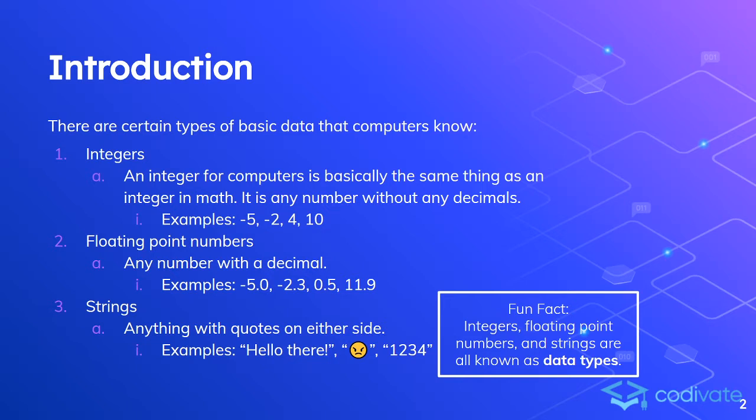Strings are another data type. A string can store any sort of text inside of it. Usually you can put quotes around it in programming languages to show it's a string. You can store emojis inside strings as well. Integers, floating point numbers, and strings are all known as data types.